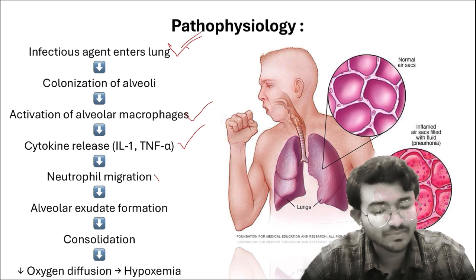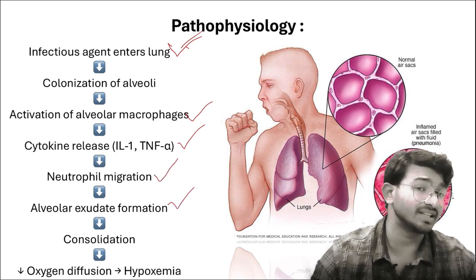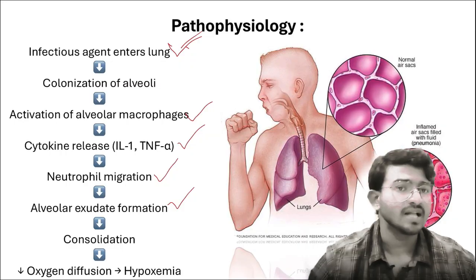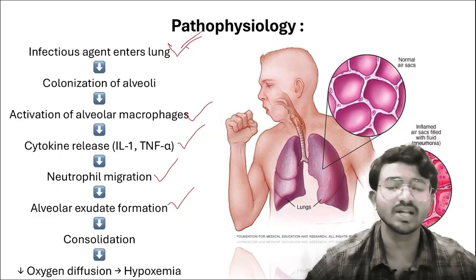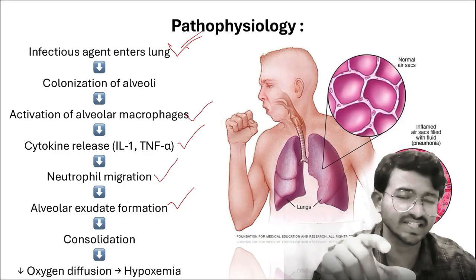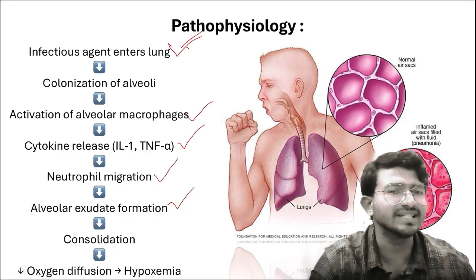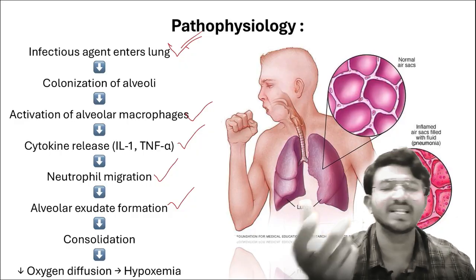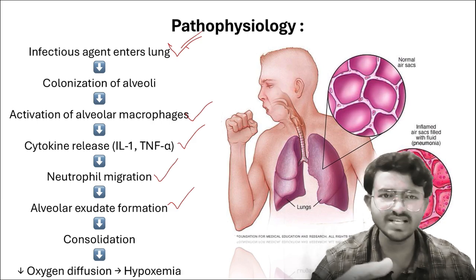Next, we can see some neutrophil migration, then alveolar exudate formation. Because of that, pus will form there. Whenever that pus forms, the alveoli and bronchioles will be filled with pus. In that condition, if you do an X-ray, you can see some consolidation or white opacities. That's why we call it pneumonia. Pneumonia means some infection happens in the lung parenchyma and it causes breathing difficulty. Or you can think of inflammation or consolidation as pneumonia.